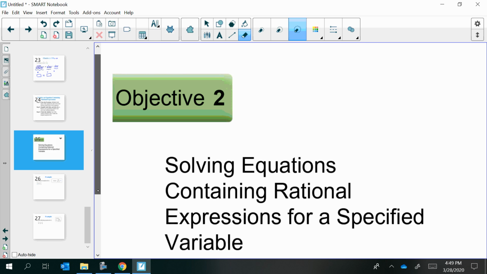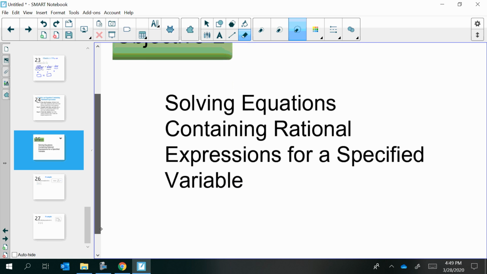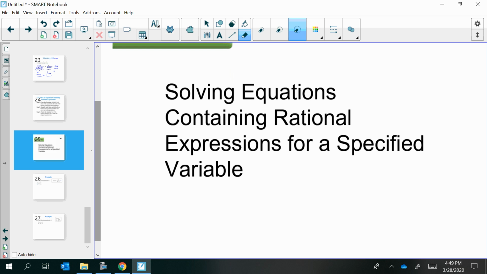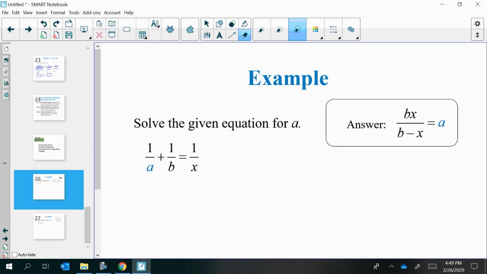Objective 2 in this section is solving equations containing rational expressions for a specified variable. So this kind of example is where we have more than one variable, and they're telling you to only solve for a certain one. So what that really means is just to get A alone. Now I'm going to approach this the same way I've done with other examples. I'm going to simplify this by multiplying through by my LCD.